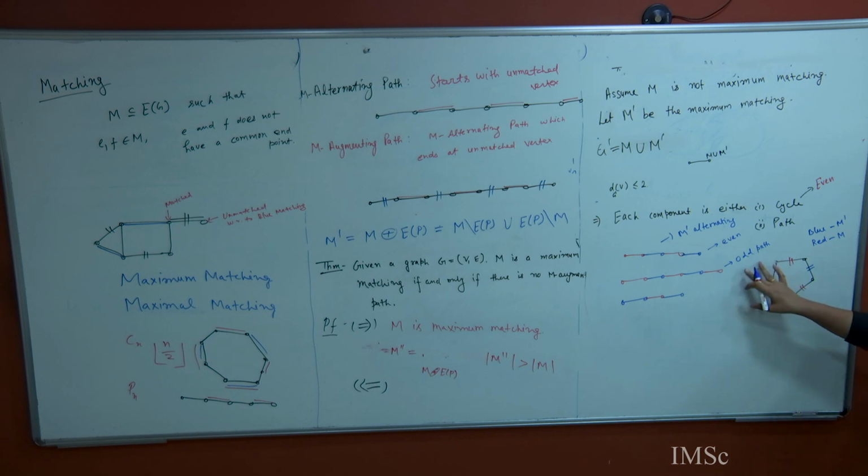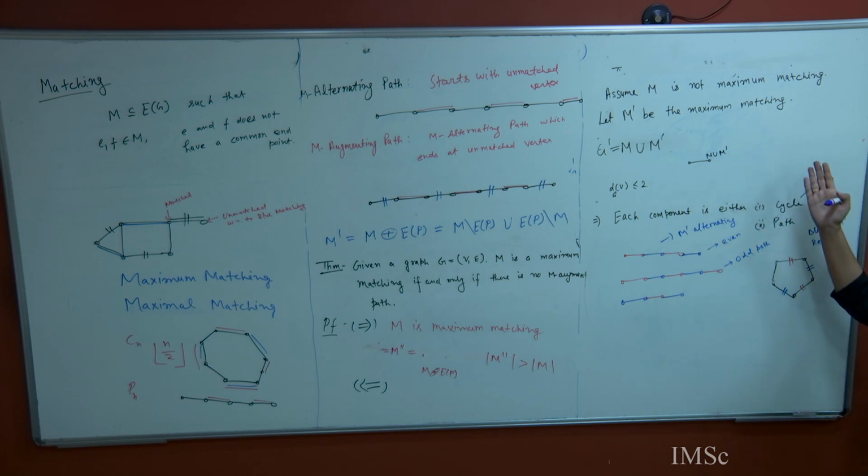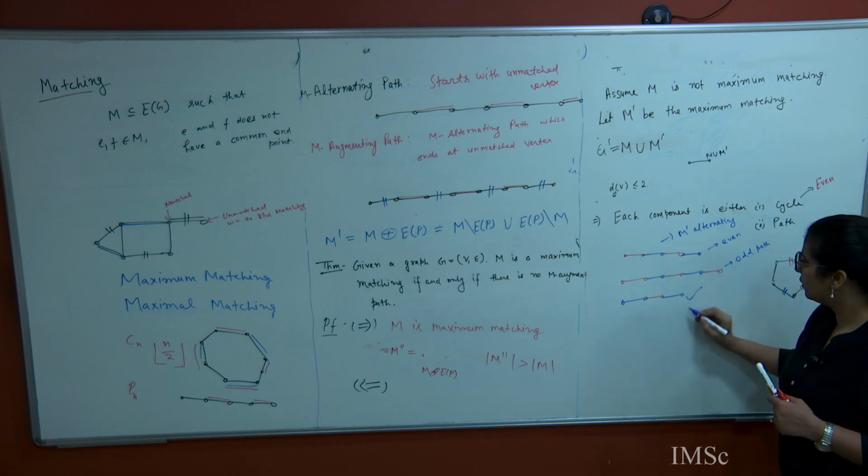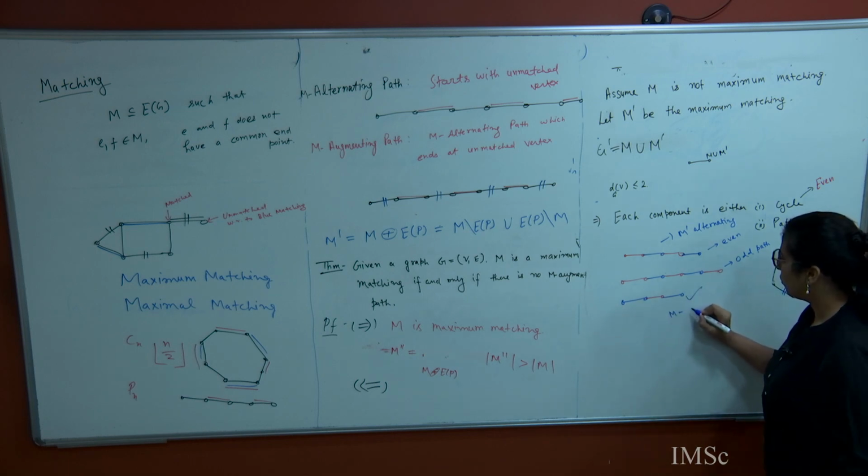Yeah, so an odd path can be there, but which odd path will be an augmenting path, M augmenting or M prime augmenting? We have two matchings, right? Because M prime is a maximum matching, an M prime augmenting path cannot be there, so only an M augmenting path can be there. An M augmenting path means that your first edge is a blue edge, because red is my M matching. So this is an M augmenting path.